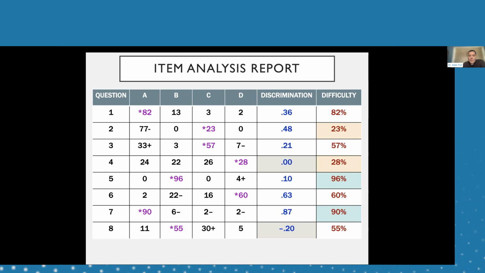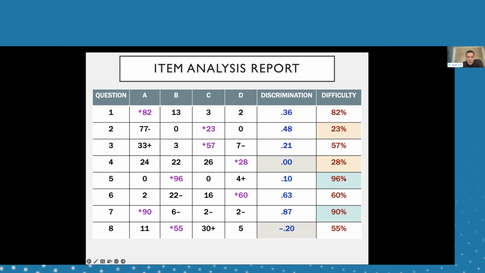Okay, question number 4 is very problematic. Essentially, it's just guessing. We have mid to upper 20% for the correct answer D, as well as the other 3 options. There's no discrimination. So this question either really needs to be fixed or it just needs to be dropped.